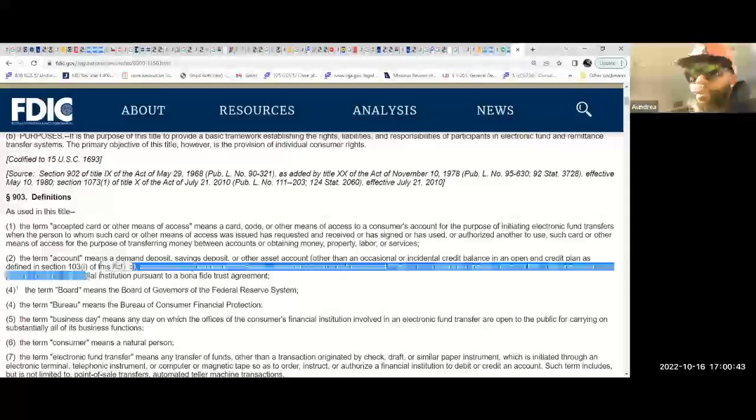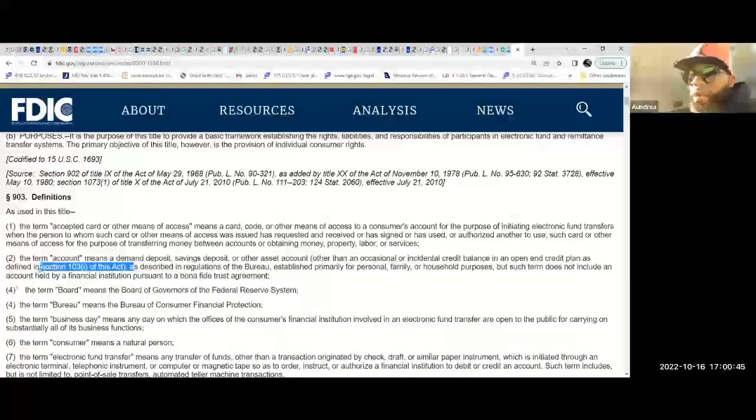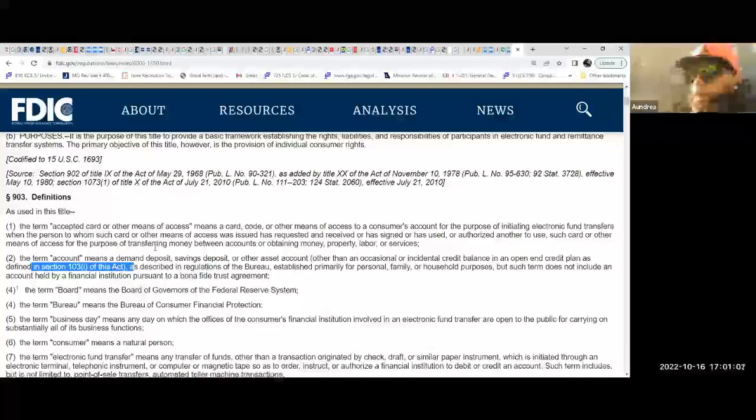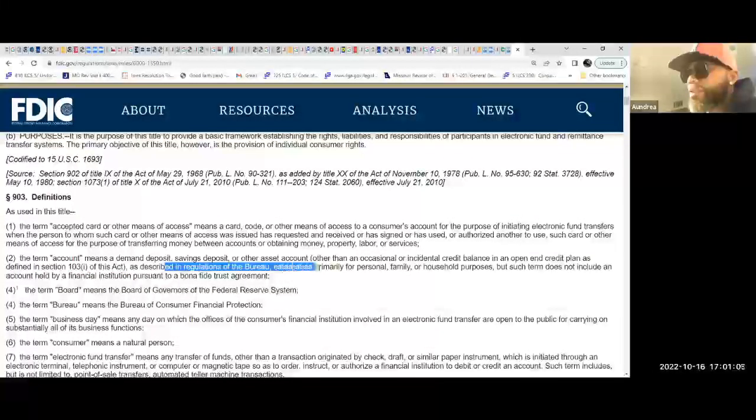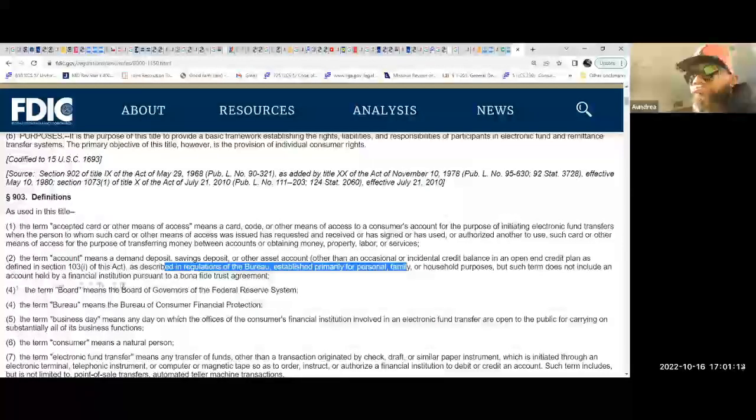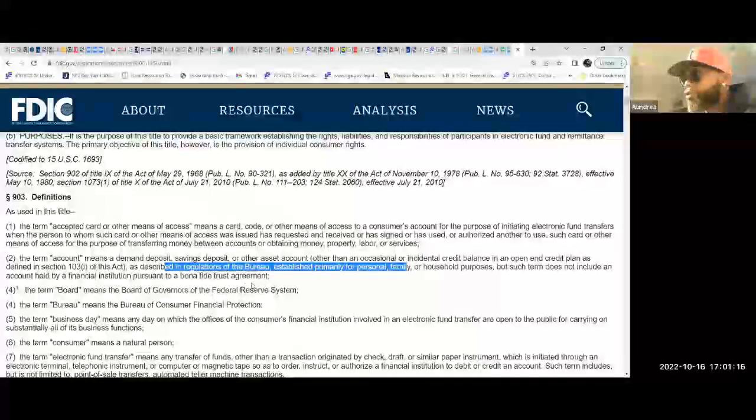So your bank account is more than just something that holds money in it, like your Cash App and all these other depository accounts that you got, right? It says it's described in Regulation B, established primarily for personal, family, or household purposes, right? But such term does not include an account held by a financial institution pursuant to a bona fide trust agreement.